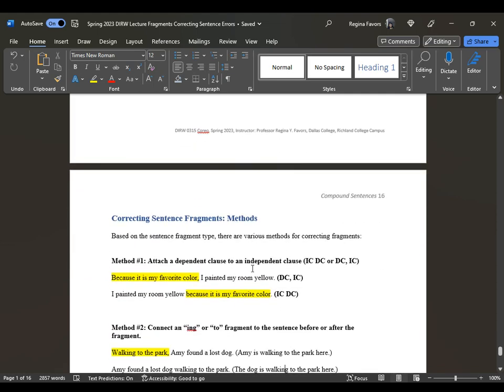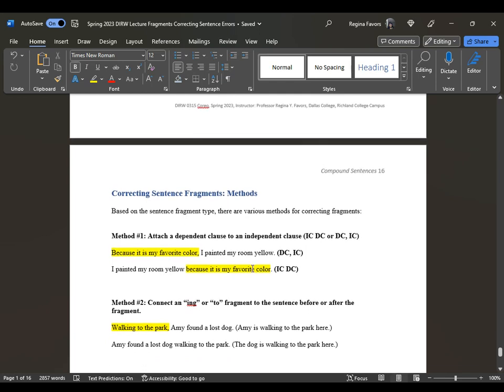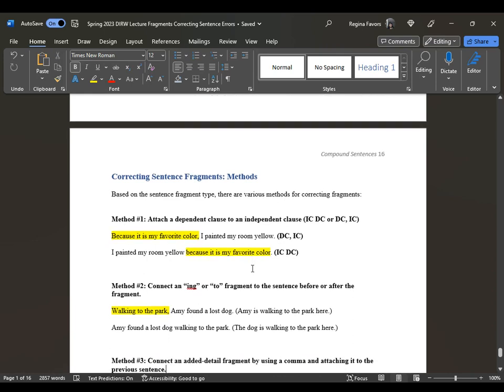So how would you correct it? Let's look at how we would correct it. Based on the sentence fragment type, there are various methods for correcting fragments. Method number one, attaching: attach a dependent clause to an independent clause. Because it is my favorite color, comma, I painted my room yellow. Now we know a reason why, and it completes the thought as well. So that's your DC-IC. I painted my room yellow because it is my favorite color, IC-DC. We just place the because in the middle of the sentence, but that's your full dependent clause.